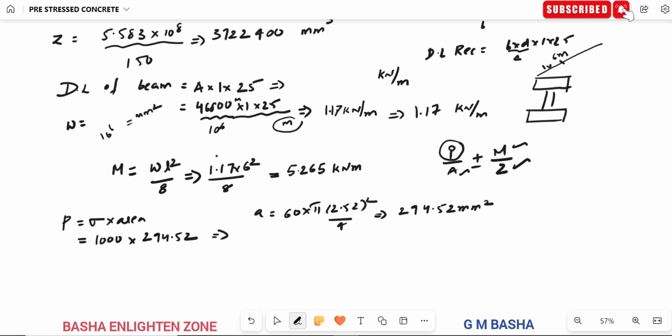So how much is that? P value will be equal to, here the initial stress value will be given, 1075. I am taking here clearly 1075 into 294.52. If you simplify this one, how much will you get? The prestress value will be around 316609, in terms of Newton here. So this is in terms of mm square, and the value will be given in terms of Newton per mm square. Mm square cancels, you will get the total value in Newton.